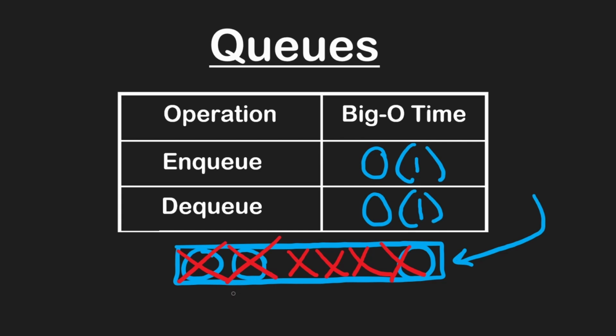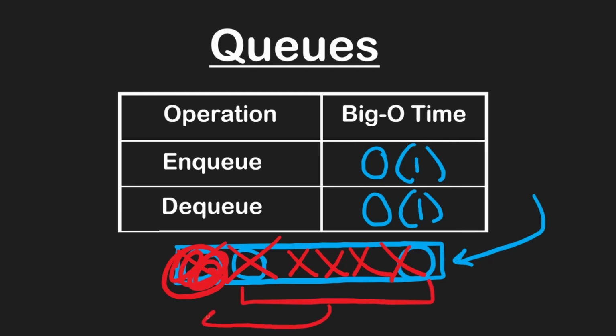We know we couldn't do that with arrays because if you remove from the beginning of the array, then you have to take every other element and shift it over. That turned out to be a big O of n time operation. But with linked lists, we can achieve this. Let me show you how.